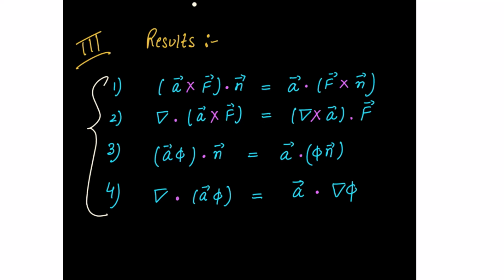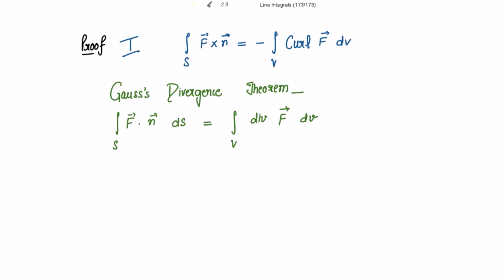Third result, a vector phi, its dot product with n vector is equal to a vector dot product with phi n vector. Then the divergence of a vector phi is equal to a vector dot product with grad phi. So these are very important results and we are going to use these results in the proof, right? Okay, let's start with the proof.